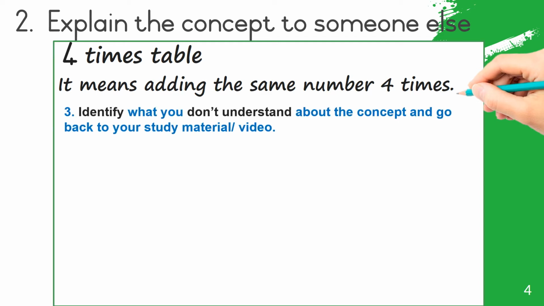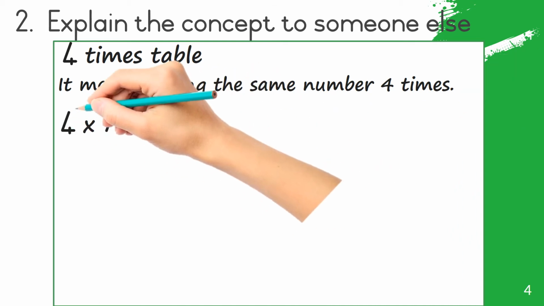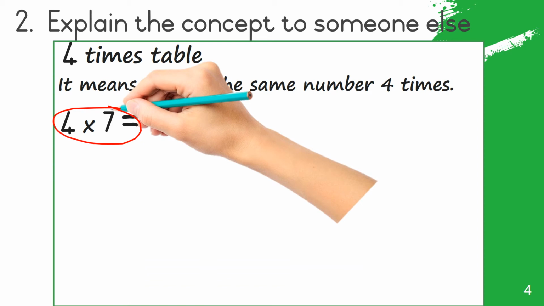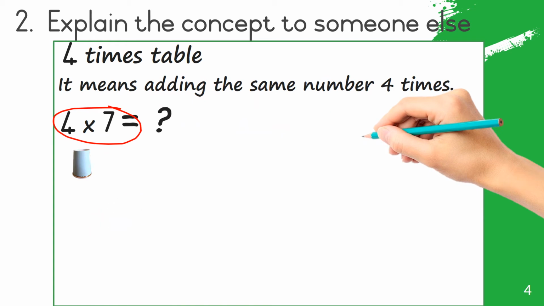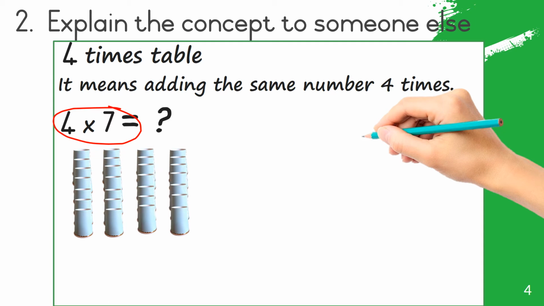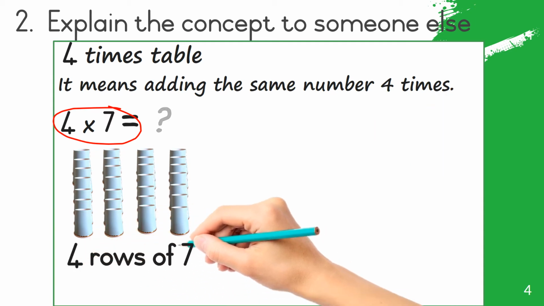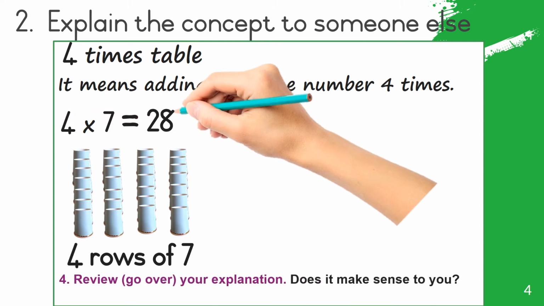And number 3, identify what you don't understand about the concept. In other words, see what you still don't know about the thing that you want to learn and go back to your study material or video. Now, for instance, 4 times 7 equals, I forgot what it means. I'm going to circle it and I'm going to try to figure it out using my cups. So, I'm going to place 7 cups in a row. Now, I need to add 3 more rows. In total, 4 rows of 7. That's how many I have. So 4 times 7 equals 28.